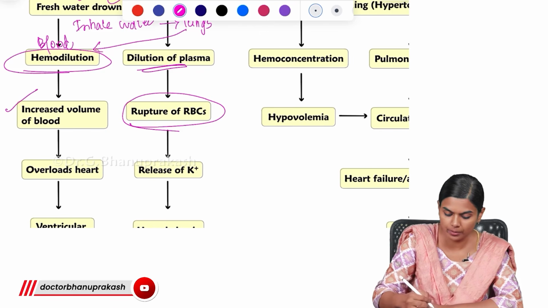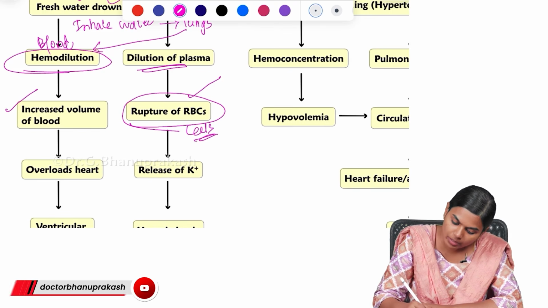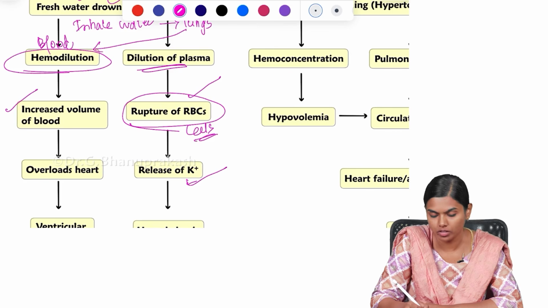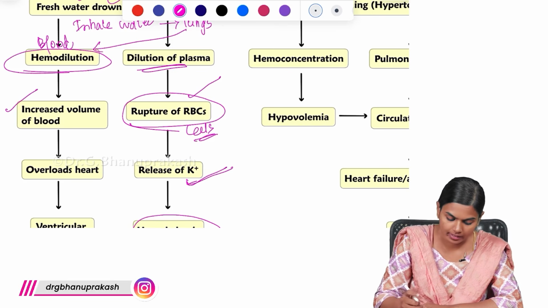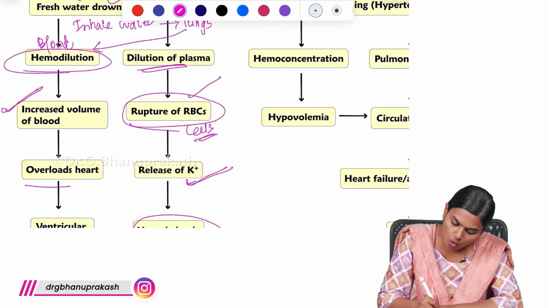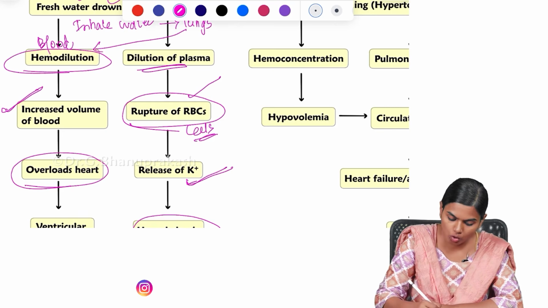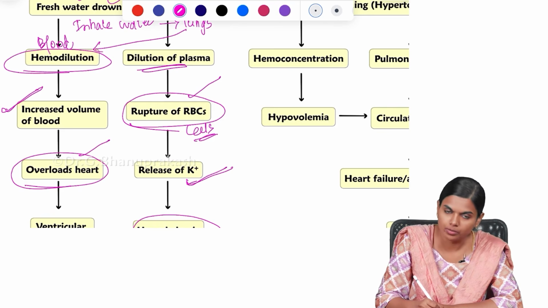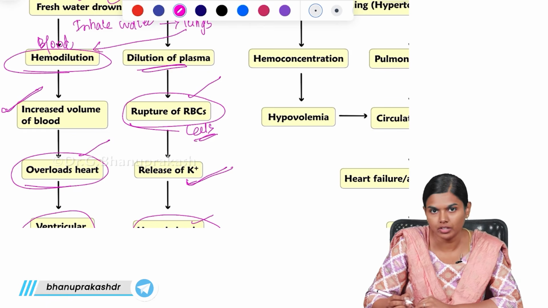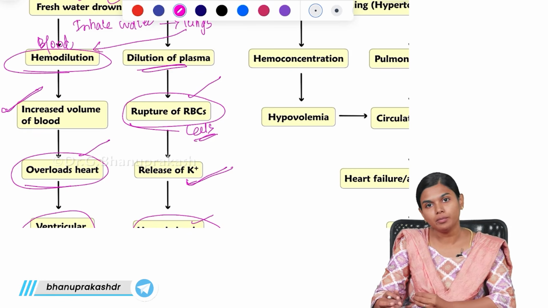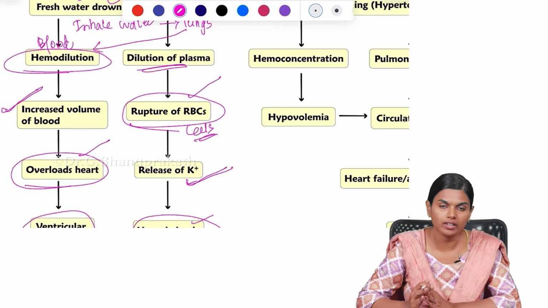Because of the increased pressure, there will be rupture of the RBCs, and when cells get ruptured, there will be release of potassium ions, which will cause hyperkalemia. And this increased blood volume can overload the heart. Increased volume means the heart has to do a lot of pumping. So, this overloaded heart can result in ventricular fibrillation, and hyperkalemia alone can also result in ventricular fibrillation. Because of that, there will be arrhythmia and heart failure, eventually death. So, this is how freshwater drowning results in death.